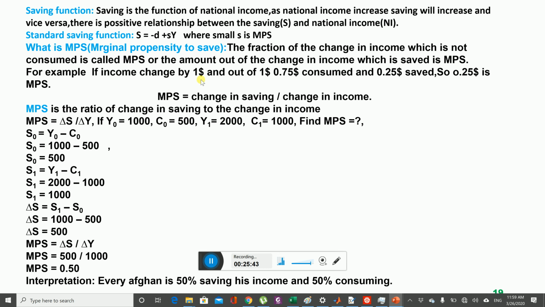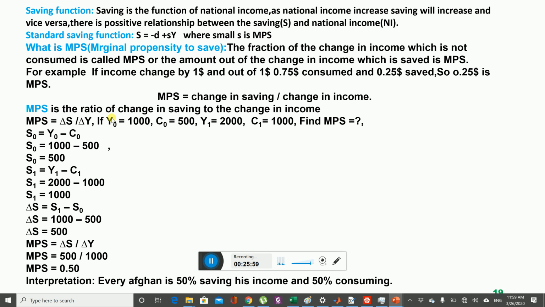MPS we can calculate. This is the ratio of the change in saving to the change in income. Change in saving divided by the change in income. MPS is the ratio of the change in saving to the change in income. MPS is equal to delta S divided by delta Y.